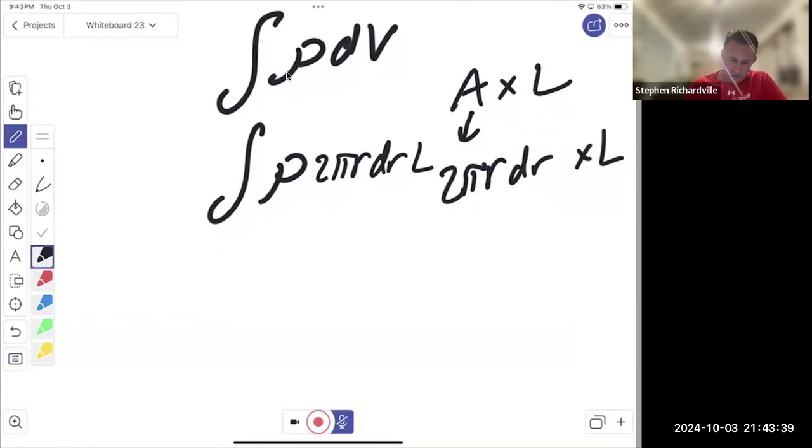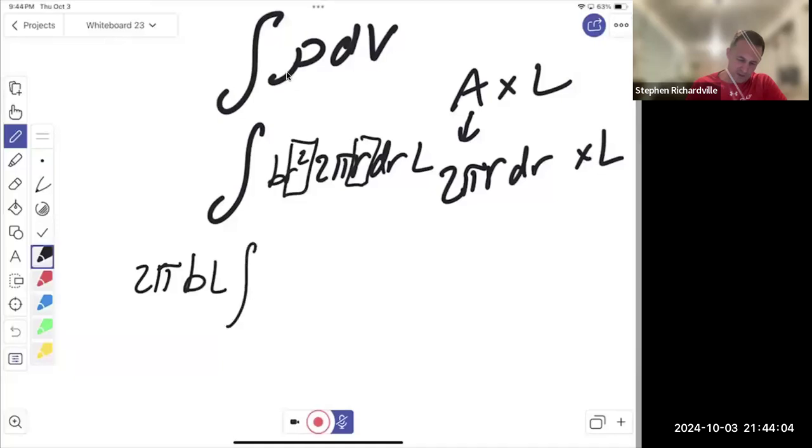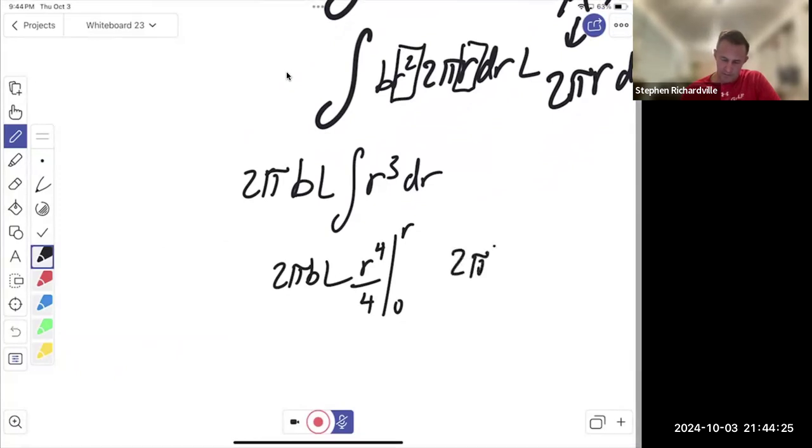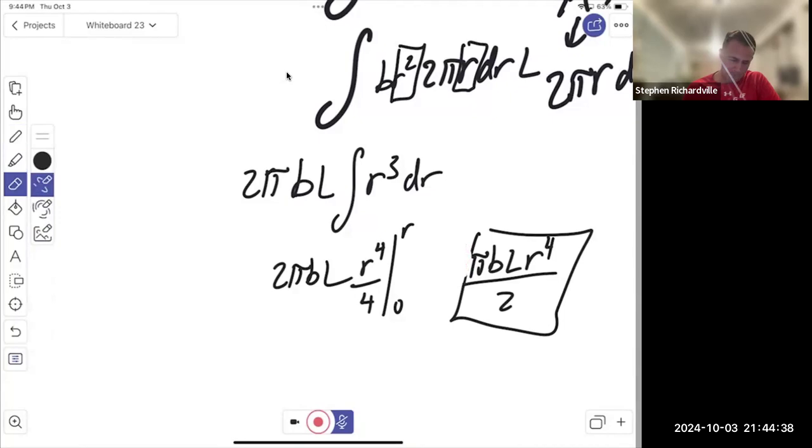Okay. So then what do I do? I simply pull out any kind of constants like density. No, density is not a constant here. Goodness gracious. B r squared, right? But the B, 2 pi L, those can all come out. And then what I've got is r squared and r. So I'd have the integral of r cubed dr. And again, the integration is never really the problem here for us. 2 pi B L r to the fourth over 4 from 0 to R. Cool. So then minus 0. So 2 pi B L r to the fourth over 4. So let's just make that over 2.